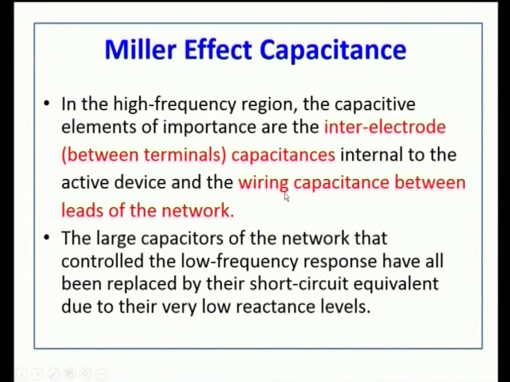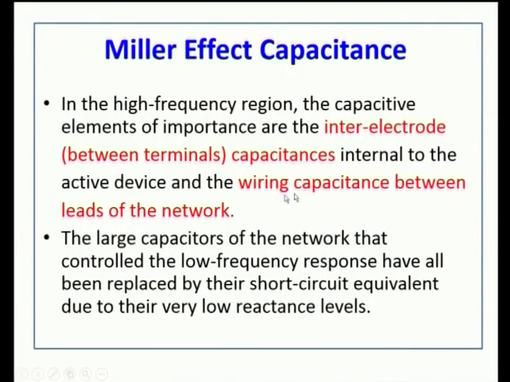This wiring capacitance is nothing but a substrate which acts as a dielectric medium, and whenever there is a connection between any two terminals by wiring, those wires act as parallel plates. So the dielectric in between two parallel plates will give you a parallel plate capacitance effect, and that is said to be the wiring capacitance between the leads of the network. And this entire effect is called the Miller capacitance effect.